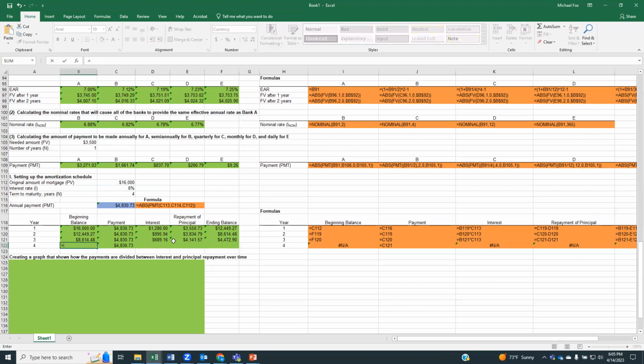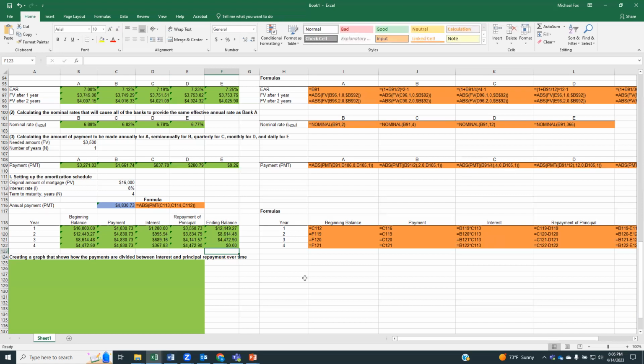In year 4, beginning balance will be the same as the ending balance from year 3. The interest will be beginning balance times the interest rate. Payment of principal will be the payment minus the interest. And then the ending balance will be the beginning balance minus the repayment of principal. So it's fully paid off.